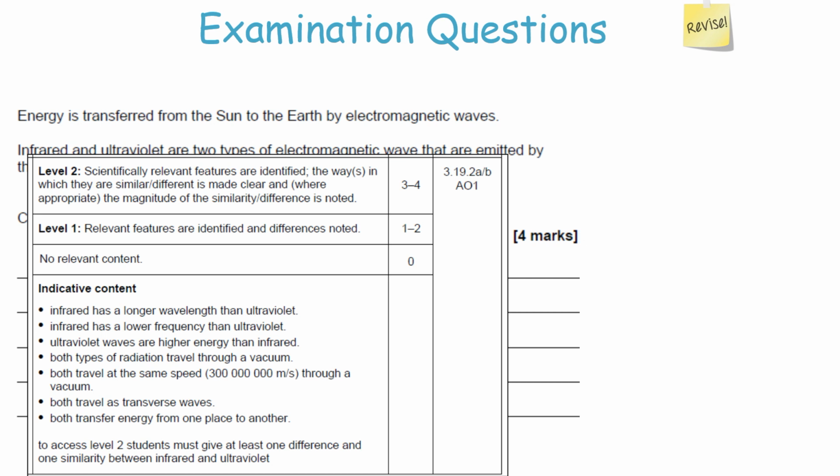Well, they both travel through a vacuum, because all electromagnetic waves travel through a vacuum. They both travel at the same speed through a vacuum, 3 times 10 to the 8 meters per second, the fastest speed in the universe, because all electromagnetic waves travel at that speed through a vacuum. They're both transverse waves, because all electromagnetic waves are transverse waves. And finally, they both transfer energy from one place to another, because that is what a progressive wave like an electromagnetic wave will do. So please do remember to identify both the differences between the two types of wave, but also the common features of those two types of wave.